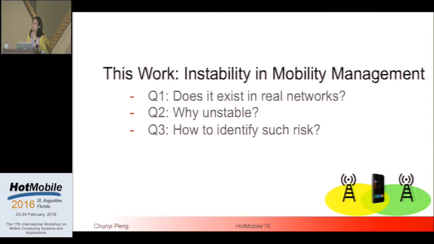This is the first effort to look into the mobility management instability problem in cellular networks. In particular, we want to answer 3 questions. First, whether unstable mobility management happens in real networks. Second, why they are unstable. And the last one is how we can identify or detect these possible unstable cases.